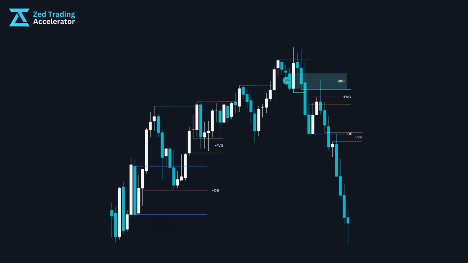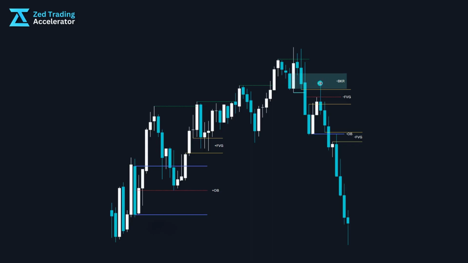We have here our order block. This up candle right here is our order block. And these down candles right here are our breaker block. Price displaces lower, creating a fair value gap right here. Retraced, and as we can see, price respected this breaker block right here.